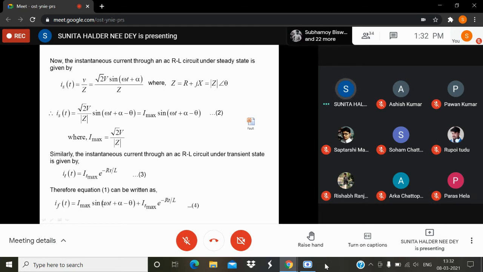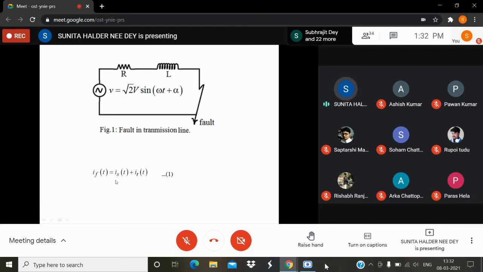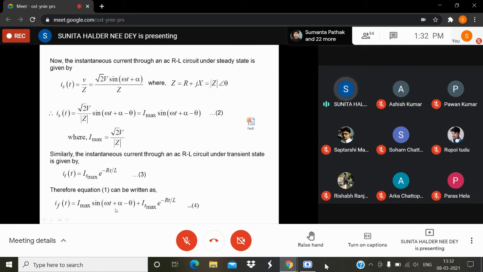Then obviously the total fault current, this was equation 1, that is, fault current will be steady state current plus transient current. So with proper justification we have seen that the first term is the steady state current, I max sin(omega t plus alpha minus theta). There is no issue with that. Along with that, the transient current will be IT max e to the power minus Rt by L. So we have got this one. Now we have to sort out what is IT max in terms of the parameters available with us.